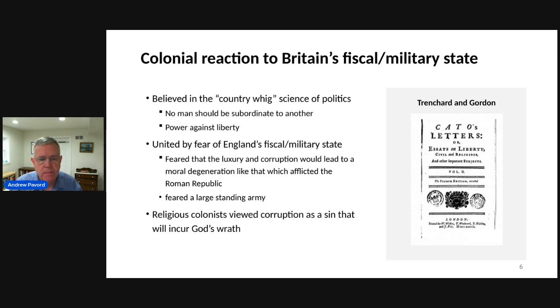They feared that luxury and corruption would lead to moral degeneration, and they looked back to Rome to see how luxury had corrupted the virtues that had built the Roman Republic and caused Rome to turn into a tyranny of the emperor. The Americans also feared a large standing army because they looked at Roman history and saw how the Roman army had been the instrument of the emperor and the instrument of suppression of liberty. Now, the religious colonists, and remember, America is a very religious society, also put a religious spin on that, and they viewed corruption as a sin that would incur God's wrath. So for these reasons, the Americans were very skeptical of the English fiscal military state, and they viewed it as a threat to their liberty.